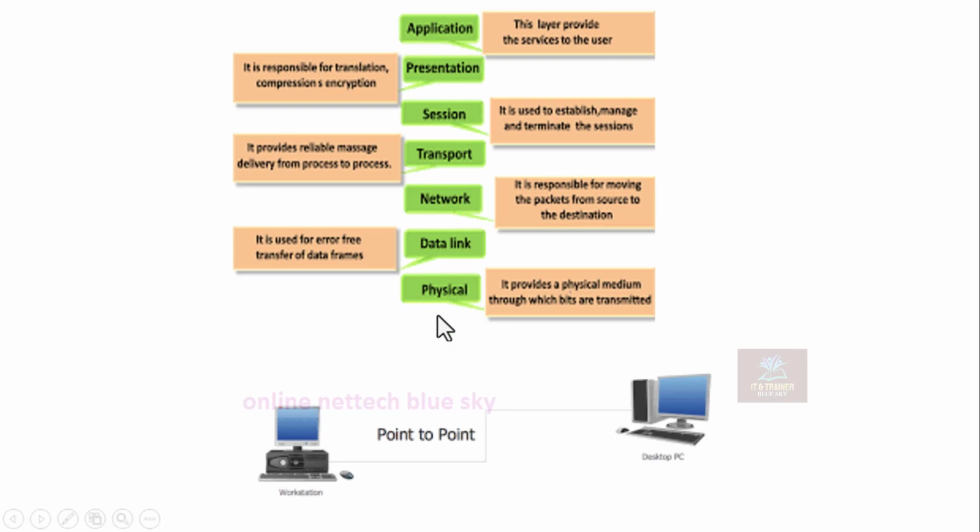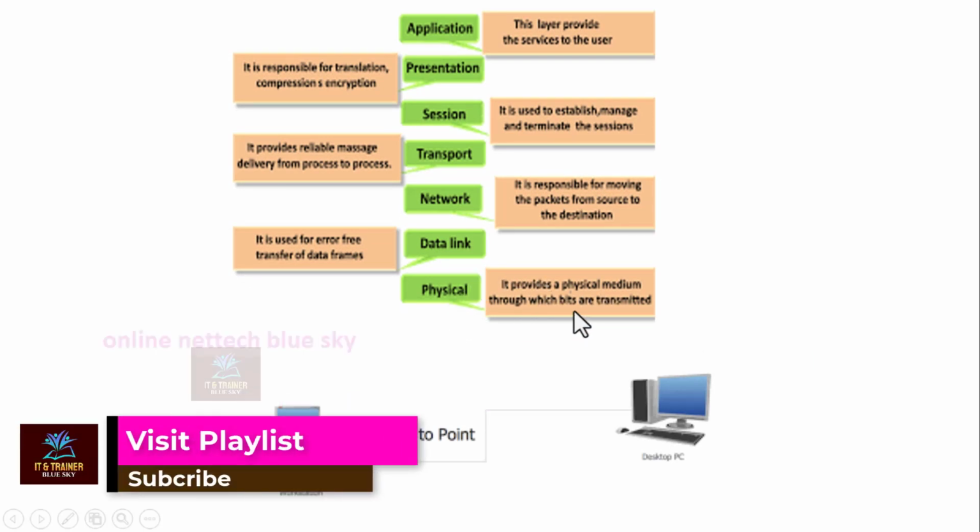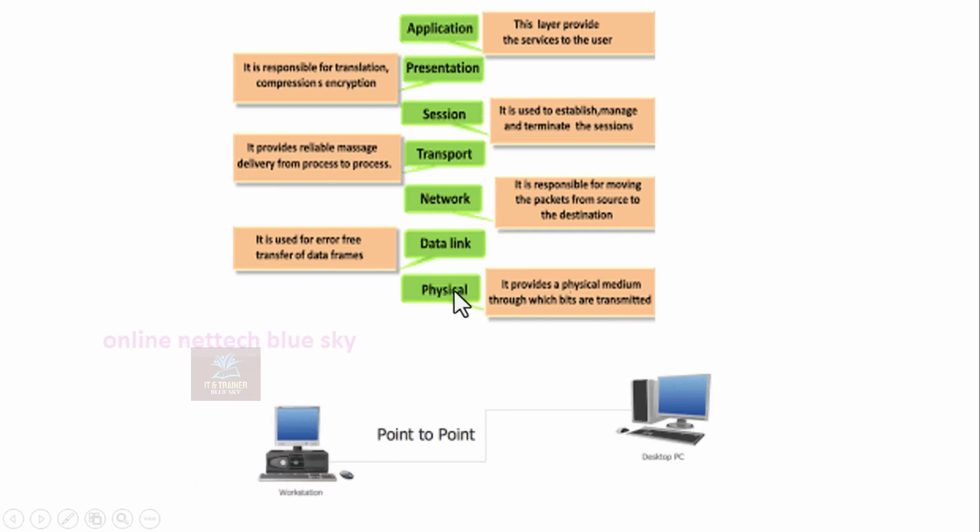So first is the physical layer. It provides the physical medium through which bits are transmitted. You transmit data from one computer to another computer. So this is where physical data is working. Data link layer. What is a data link layer?